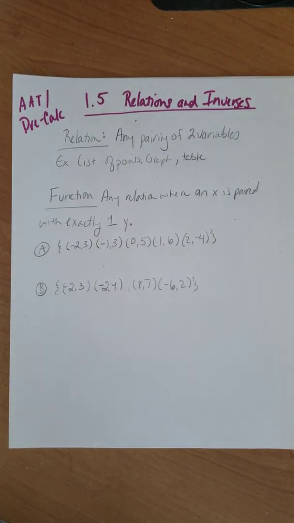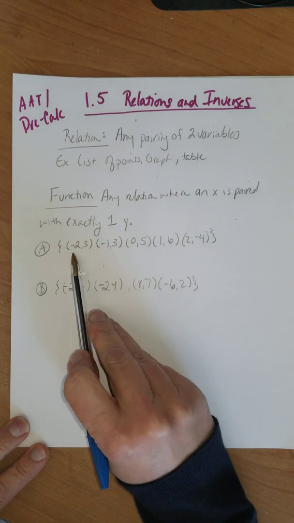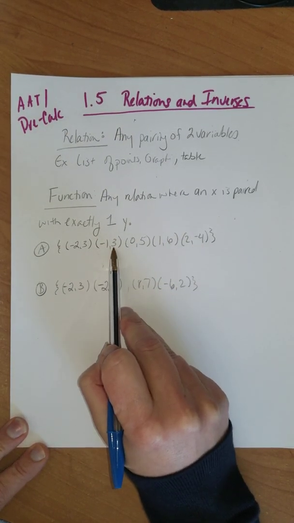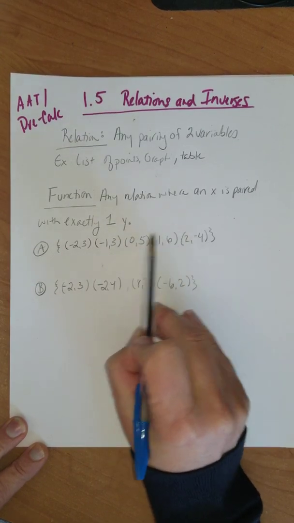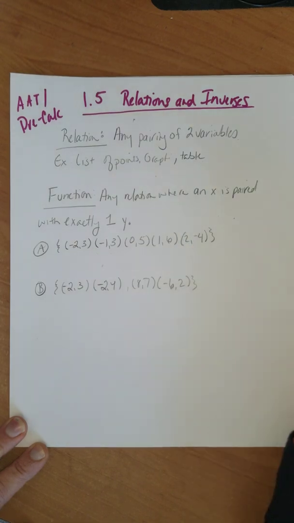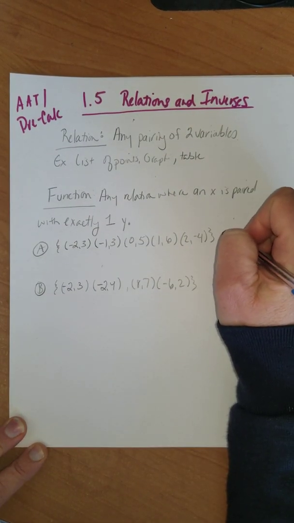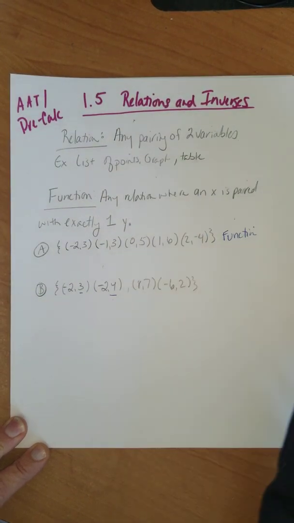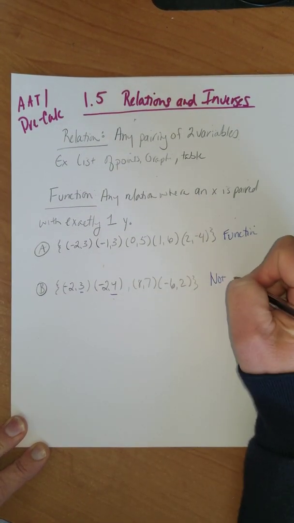If I look at this one, -2 is just paired with 3. -1 is only paired with 3. 0 is only paired with 5. And 1 is only paired with 6. 2 too, so this is a function. Whereas here, -2 is paired with 3 and 4. This is not a function.